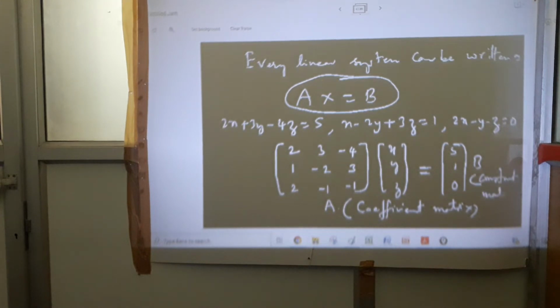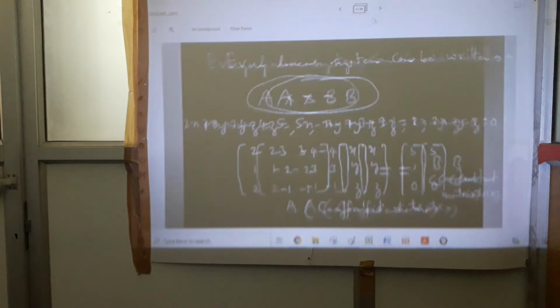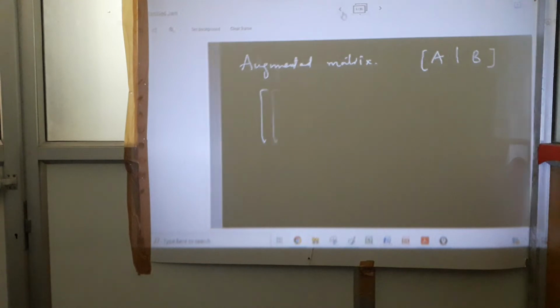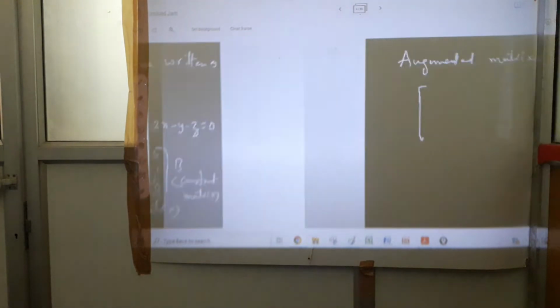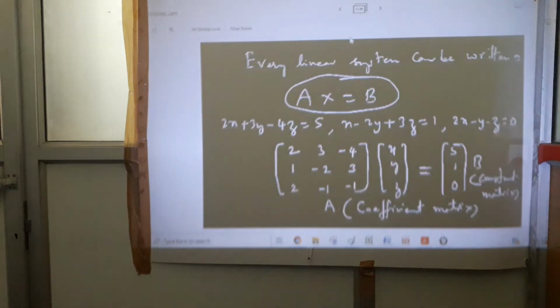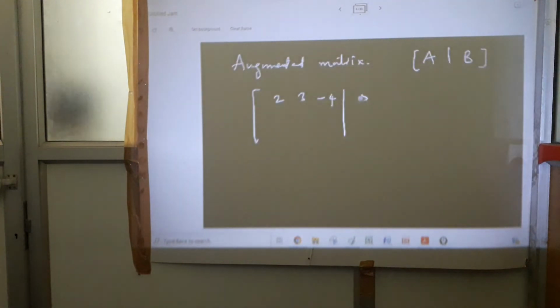Constant matrix. If you include the elements of A along with the B, that is called an augmented matrix. In short, we will write it like this: a line separating them, just to tell that it is combined from two matrices. Okay, so I'll just copy the elements of A: 2, 3, minus 4. For saving some time, I'm not writing it in full. I'll write just 5 here, 1, 0.